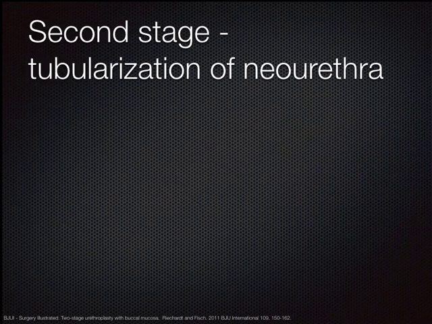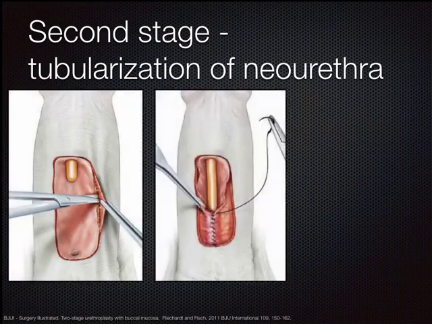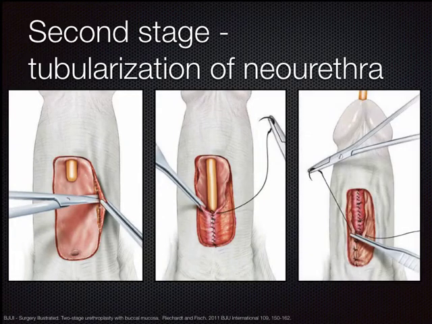The second stage is tubularization, and this only proceeds after adequate healing from the first stage, which usually takes about 6 months. A transurethral catheter is inserted. The previous graft site is incised and mobilized laterally, and then the buccal graft is tubularized over a catheter, followed by secondary closure of the subcutaneous tissues, and then the skin layer.